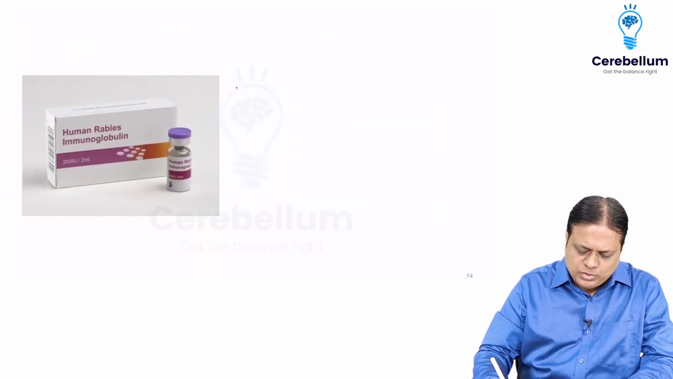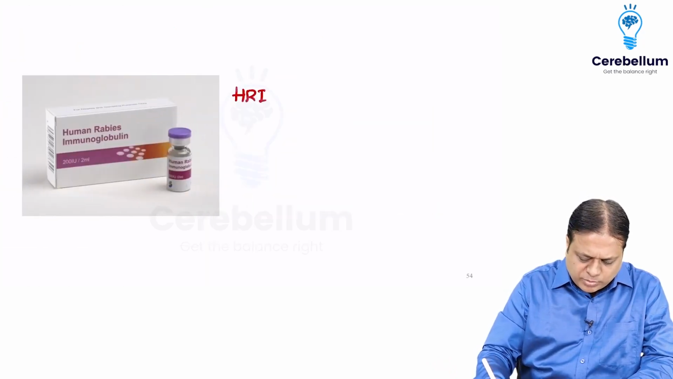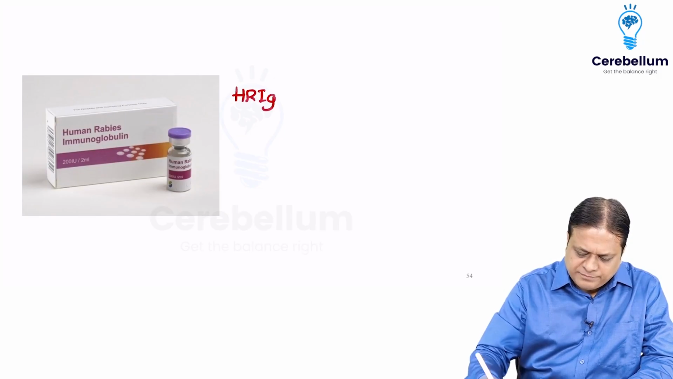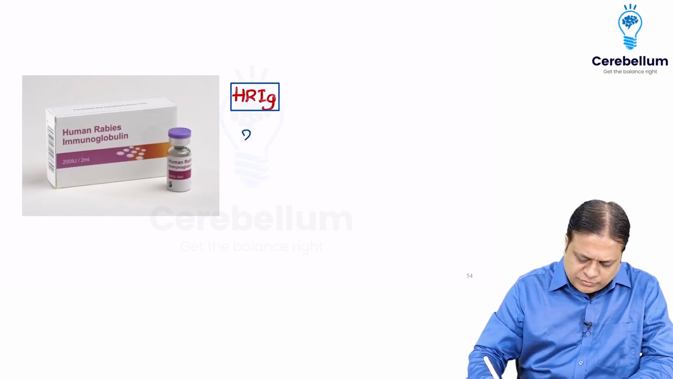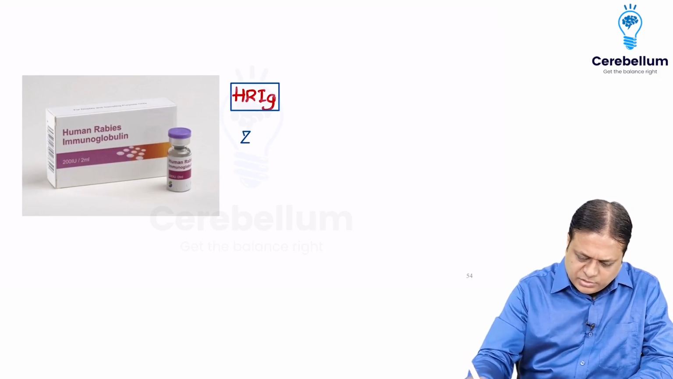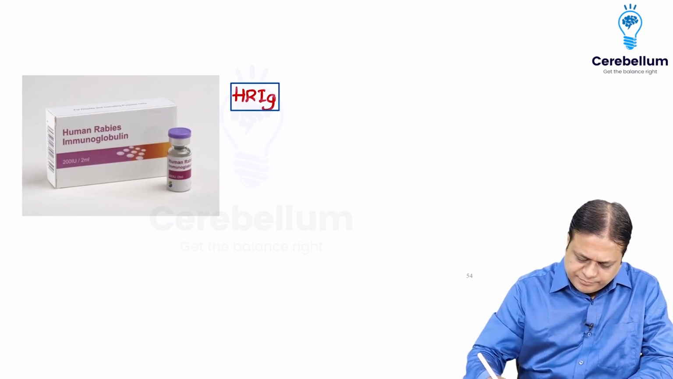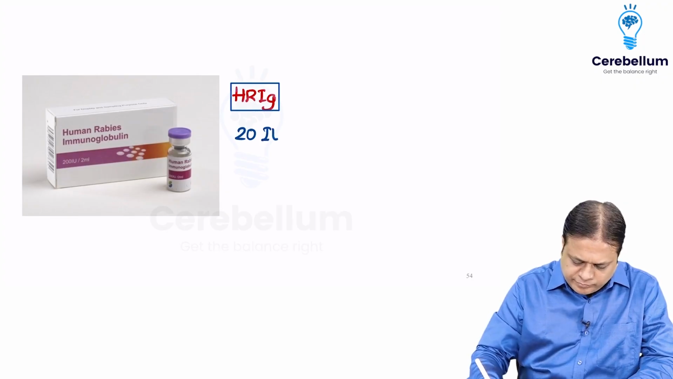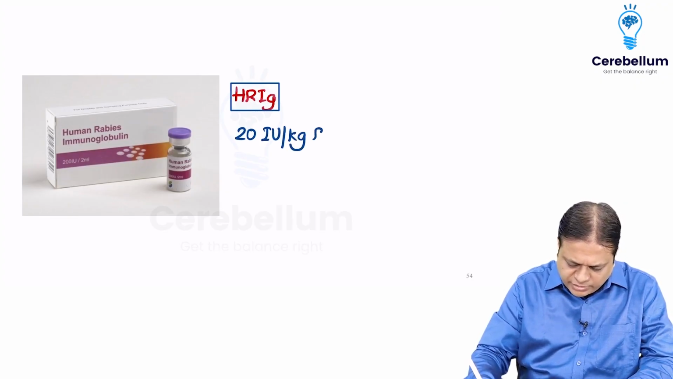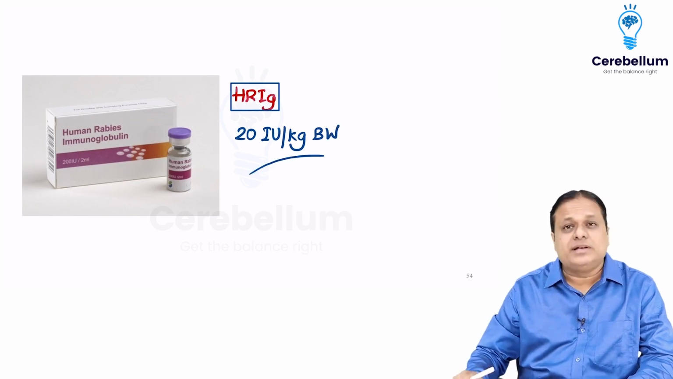And I have told you, human rabies immunoglobulin, the preferable one, is given in a dose of 20 international units per kilogram. This is per kilogram of body weight of the recipient, right?